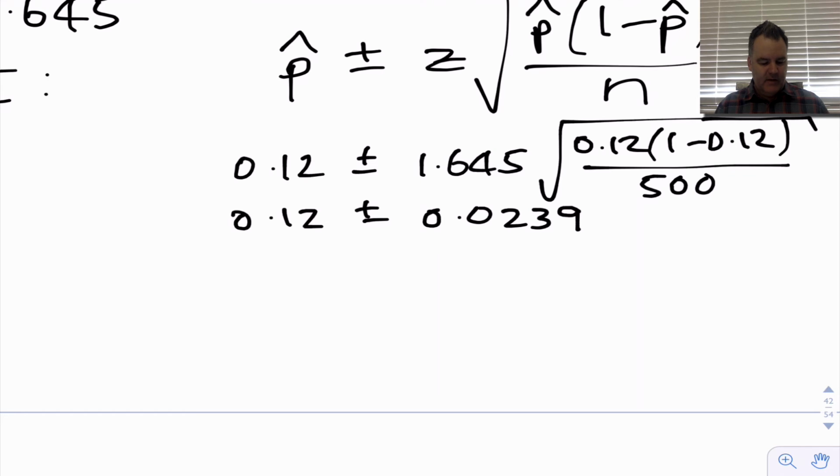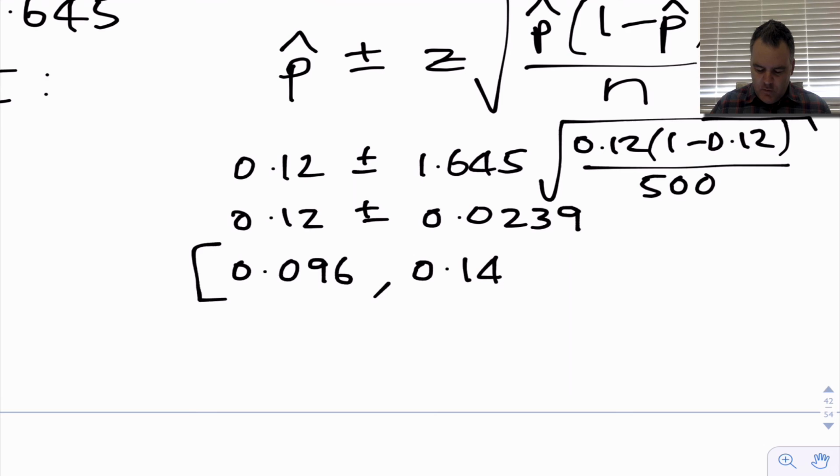So 0.12 minus that answer is going to give me the lower end, 0.096. And we normally use these square brackets for confidence intervals. And for the upper limit, 0.12 plus 0.0239 gives us 0.1439. We'll just go to 3 decimal places for today. So 0.144. There's our 90% confidence interval.